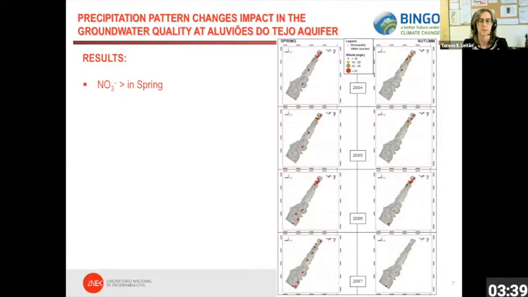If we take a closer look at the overall area, we can see that in spring, which is all the figures from the left side, in the several years that are analyzed, we have higher nitrate concentration in spring. And this is probably due to leaching after the winter season.